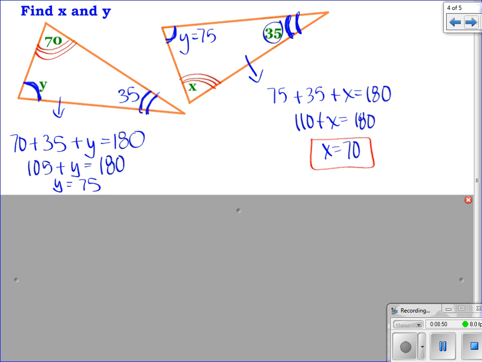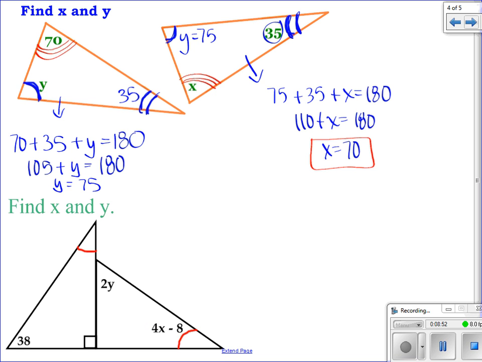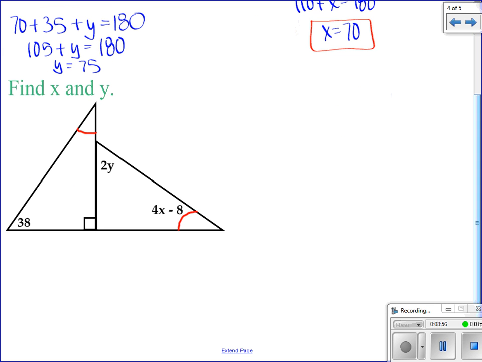Okay, let's look at this one. All right, so we have two congruent angles. We have the right angles here and here, and then we have these angles here and here. Let's look at just the triangle on the left. Notice that we have a 38, a 90 degrees, and then an angle where we don't know the angle measure.